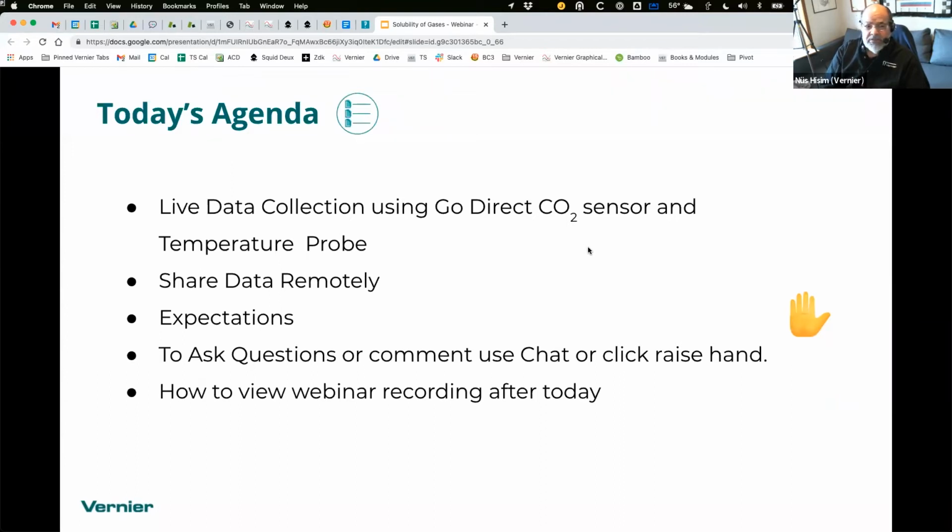So that's the plan. And the other thing is we are going to showcase our graphical analysis software, which allows you to share data remotely. It does a lot of other things, but for what we're going to do, and certainly in this time of pandemic, a number of teachers have found this very valuable. So we're going to give you some live data.